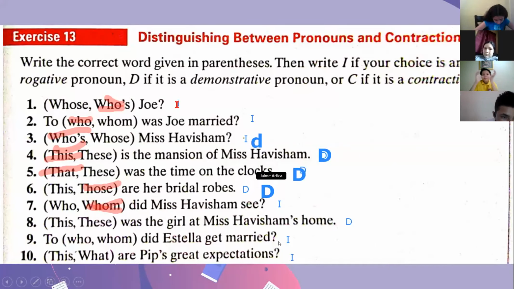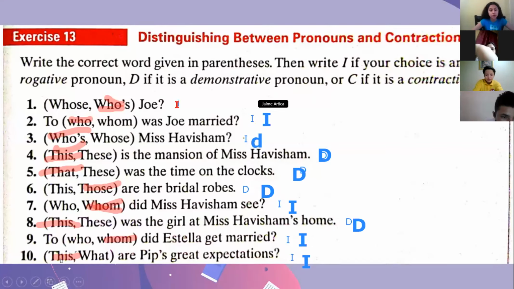Who did the story I get married? This is interrogative. These, what are peeps, great expectations? Okay, very good. In this case, it will be what are peeps' great expectations? Because if we use the pronoun these, it will be are these peeps' great expectations? So this one is interrogative, yes. Very good, guys.